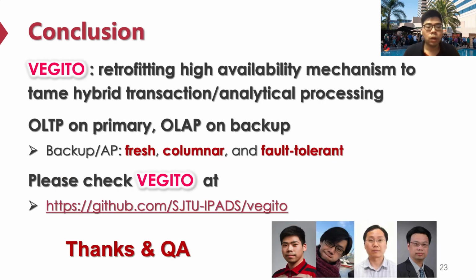To conclude, we present an HTAP system called Vegito, which retrofits high availability mechanisms to tame HTAP processing. We provide a fresh columnar store and a fault-tolerant backup AP. It can execute OLTP on primary and OLAP on backup simultaneously.